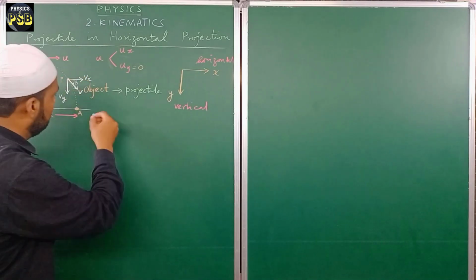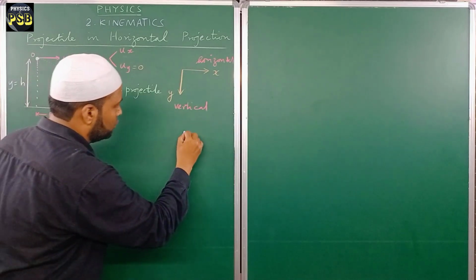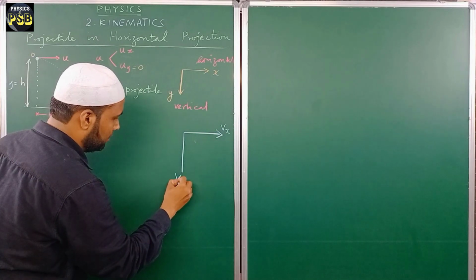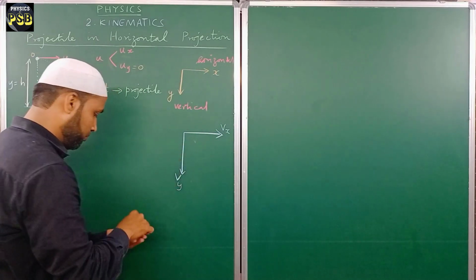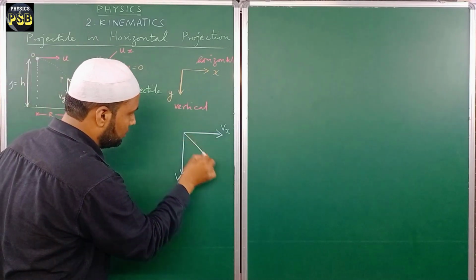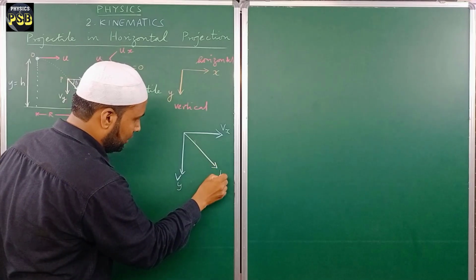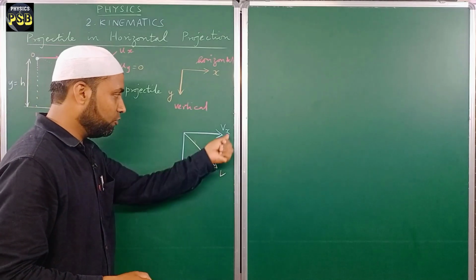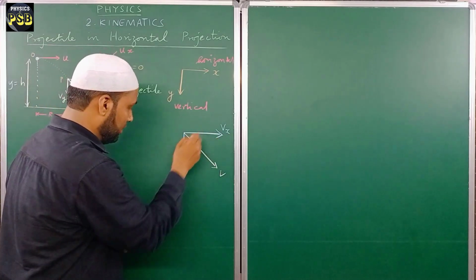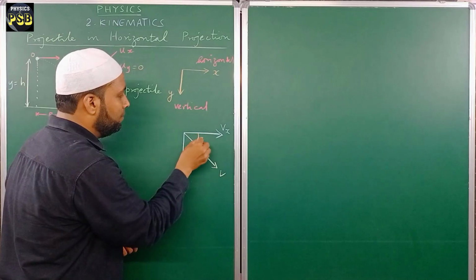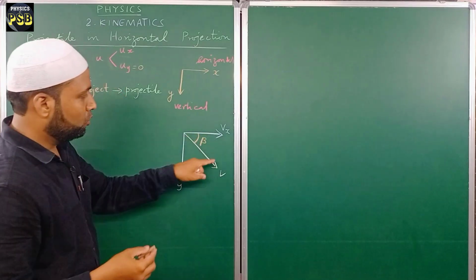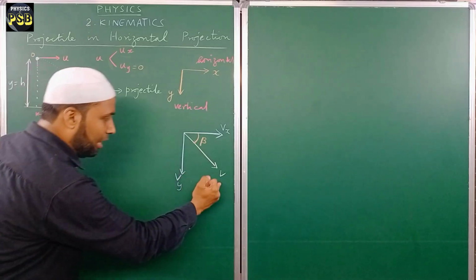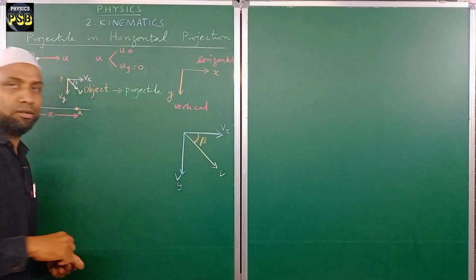Clear? Now let me draw this one here separately. This is Vx, this line represents Vy. The resultant of these two acts along this line represented by letter V, which is the resultant of Vx and Vy. It makes an angle beta with the Vx. Understand? Now, to find the V, I must know what is Vx and Vy.